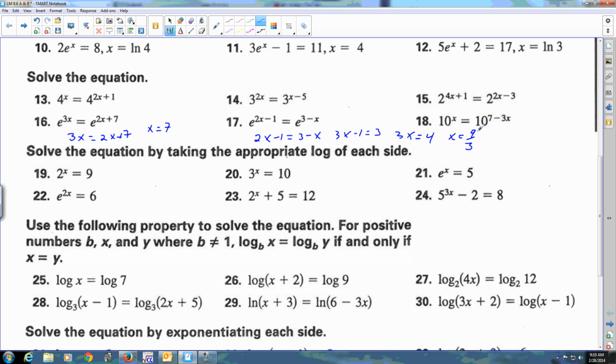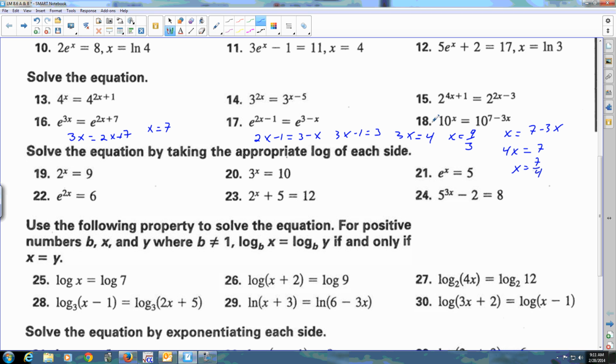I'm sorry about it closing the 4. That's a 4, not a 9. Same deal here. x is equal to 7 minus 3x. How about add the 3x over? Divide by 4. 7 fourths.